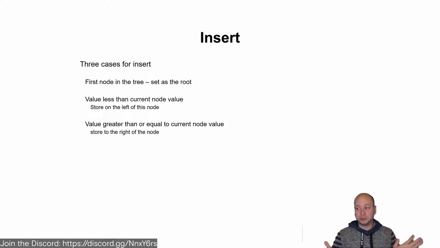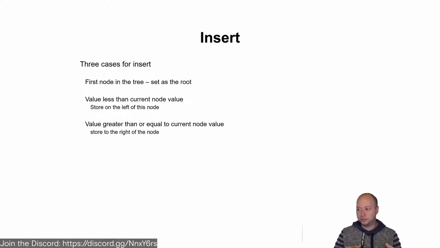So first, insert. There are 3 different scenarios. There's a scenario that the tree is empty, so you just set it as the root. There's the case that the value is less than the node, so then you would set it as a child, or you would move down to the child and then do what you've got to do. It's a recursive kind of thing.